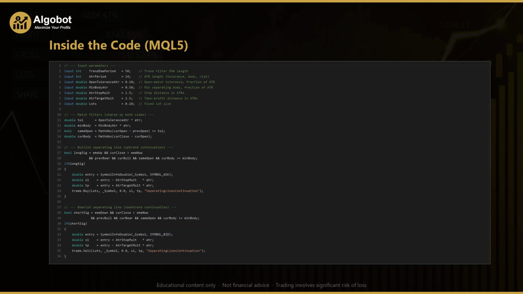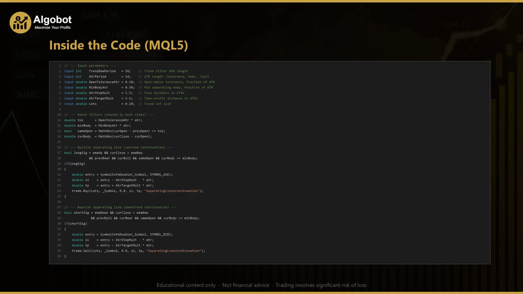ATR period, set to 14, controls the average true range. OpenToleranceAtr, at 0.10, is how closely the two opens must match as a fraction of that range. MinBodyAtr, at 0.50, is the minimum body size of the signal candle. ATR stop multiple and ATR target multiple, at 1.5 and 2.5, scale the stop and the target. Lot sets the fixed position size.